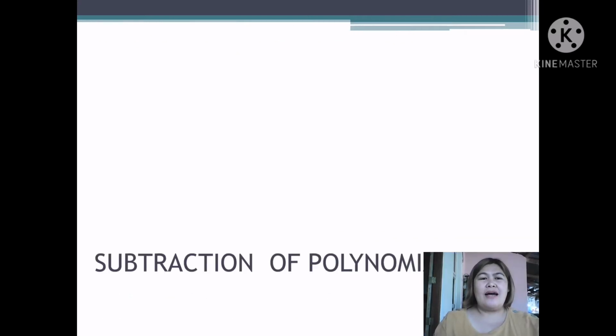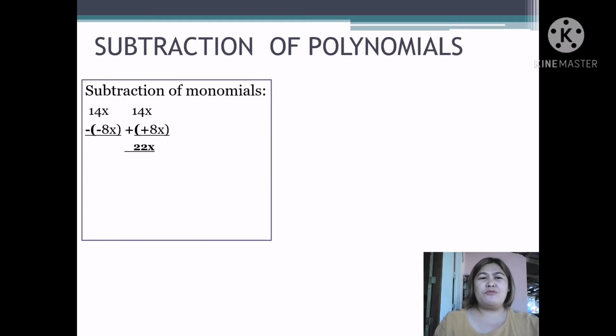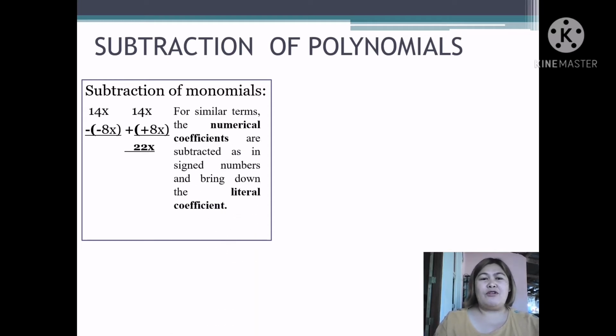This time, let's proceed to subtraction of polynomials. How do we subtract polynomials? Before we do that, let us first have the rule in subtraction of monomials. In our example, we have 14x minus negative x. The rule is, for similar terms, the numerical coefficients are subtracted as in signed numbers and bring down the literal coefficient.